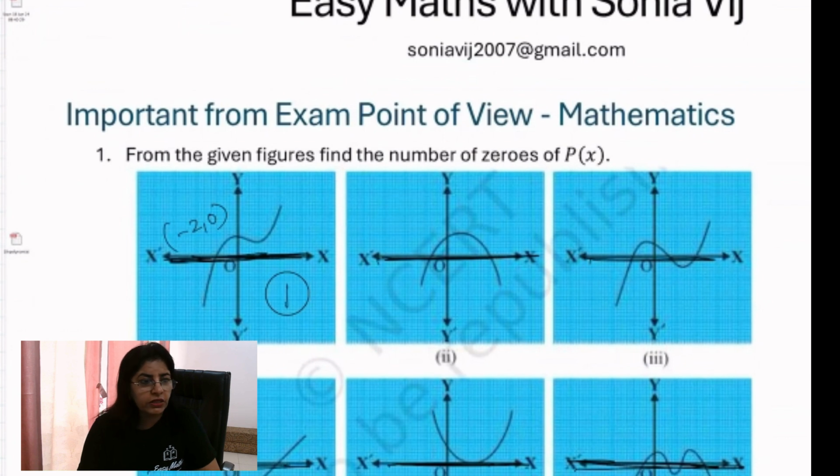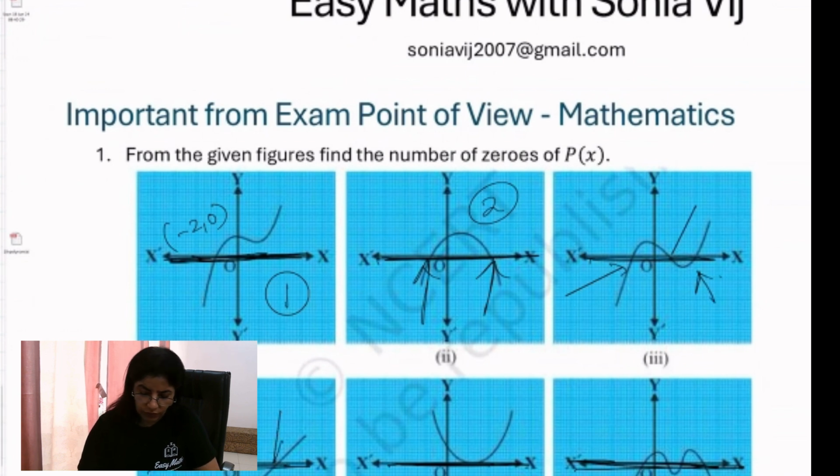Same way, if they ask you to tell the value in the second case, there are two zeros and one zero is this and the other one is this. Here there are three zeros, so that means it's a cubic polynomial. 1, 2 and 3. These are the three zeros. This has one zero. This is the point.